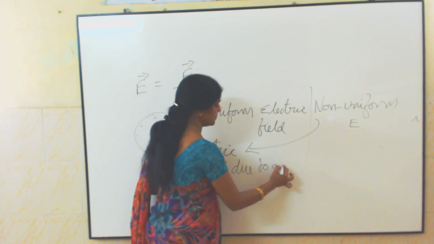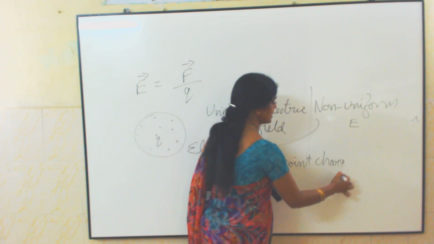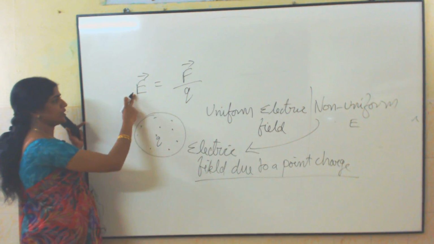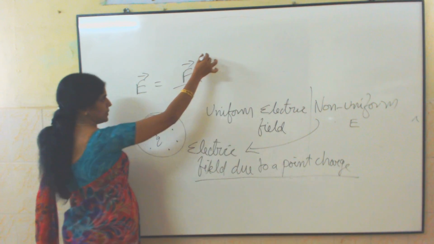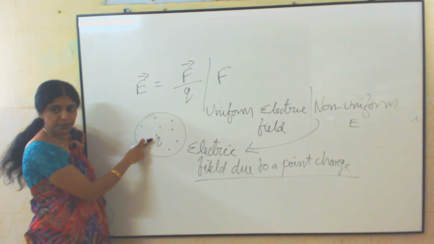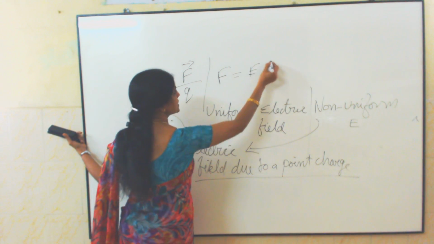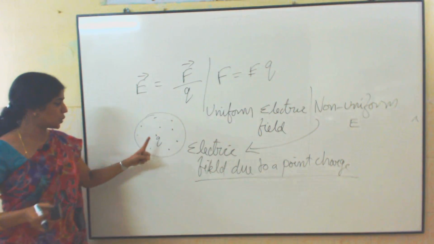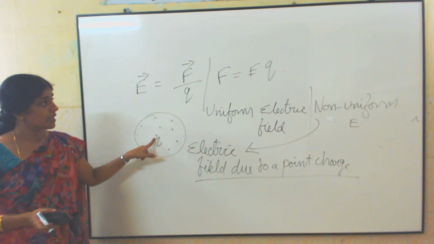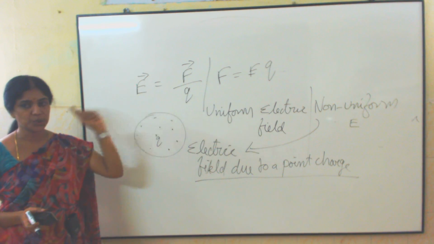Now we will see how will be this electric field intensity due to a point charge. Before going further, we know that E equal to F by Q. From this, I can also calculate how much force a charge can experience. From this formula, F equal to E times Q. So, this formula I can calculate how much force a charge can experience. It is given by F equal to EQ.